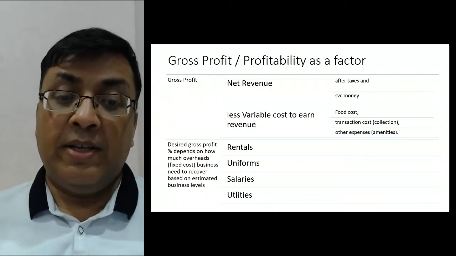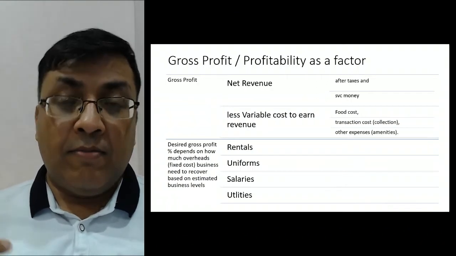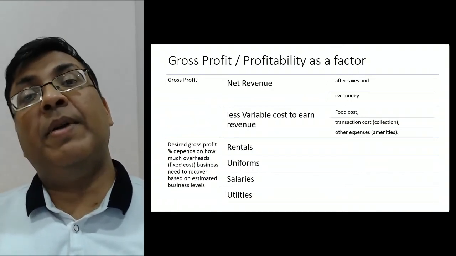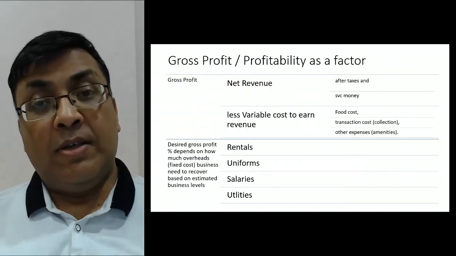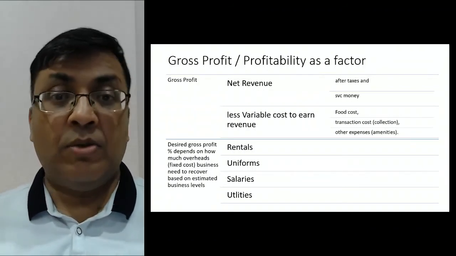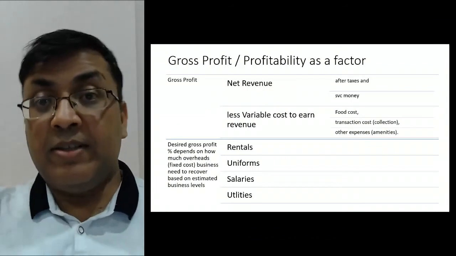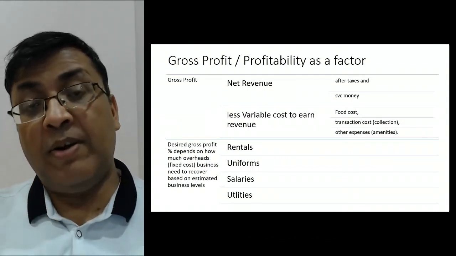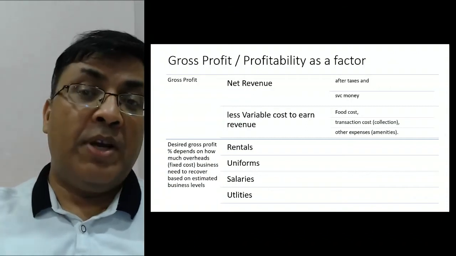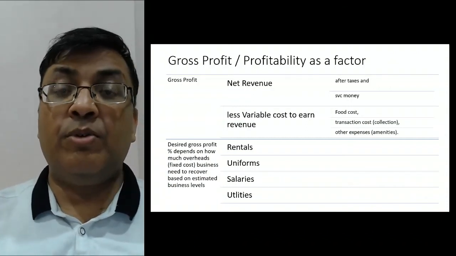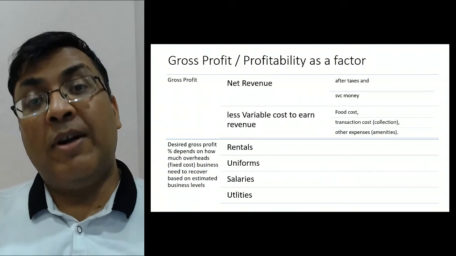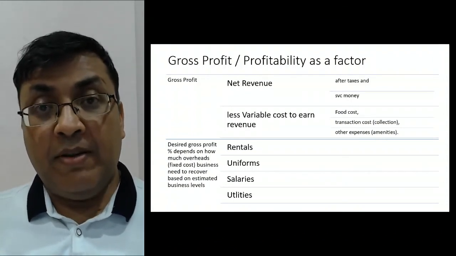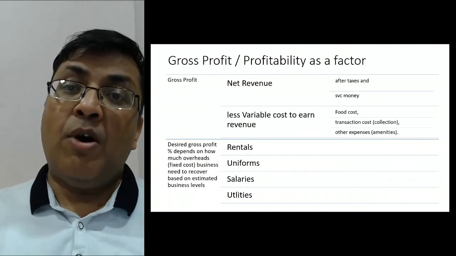And the utilities. Utilities may be fixed or variable depending on the business. For example, if your restaurant is compartmentalized in terms of breakout rooms or private rooms, then the aircon and other things in those private rooms will not be used when there is no guest. So for that particular option, it will be variable.